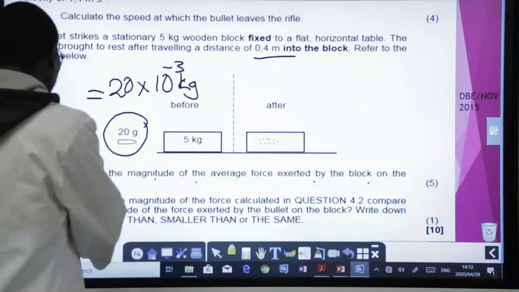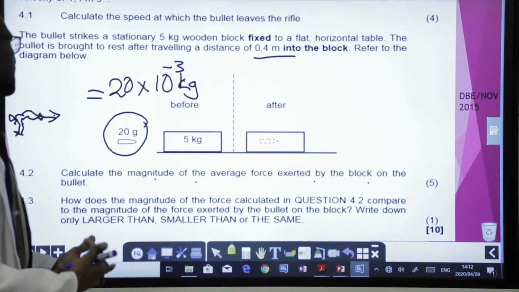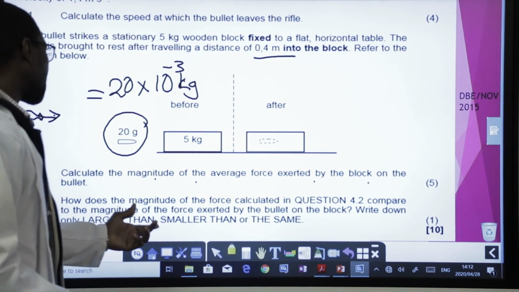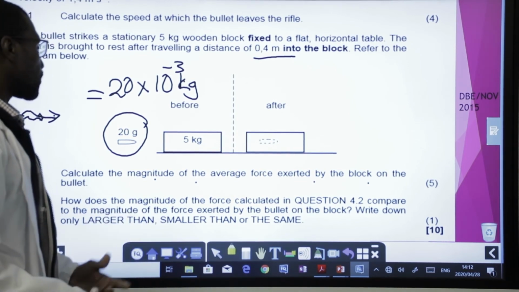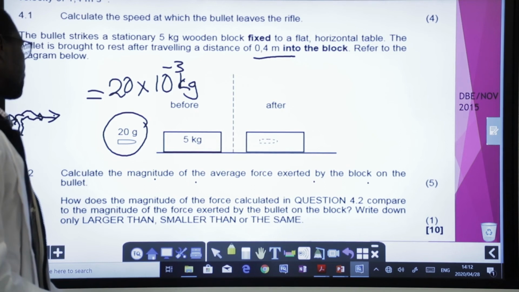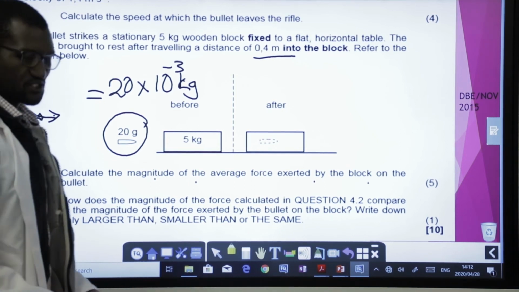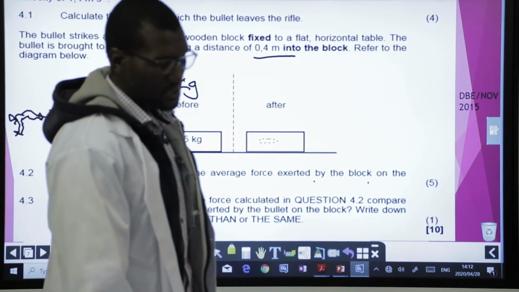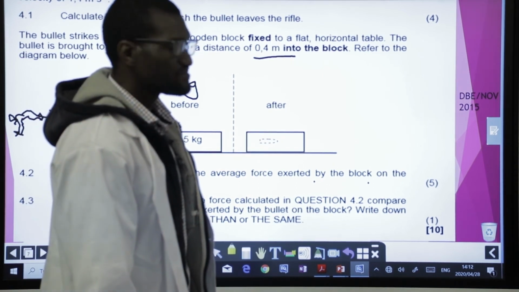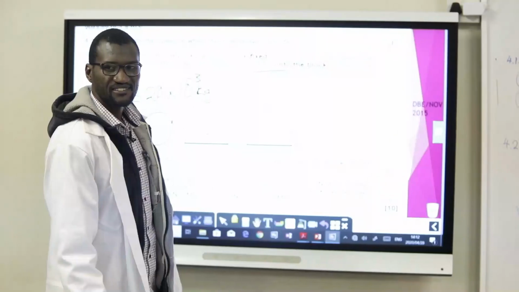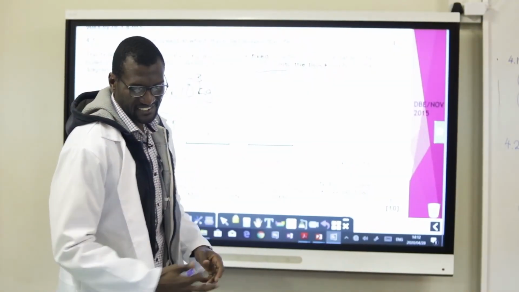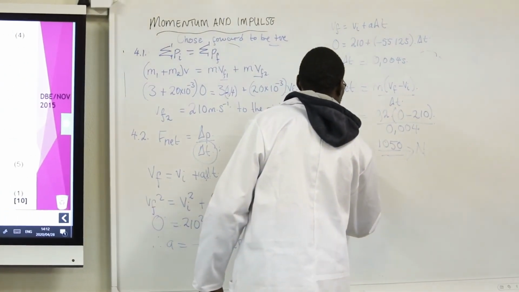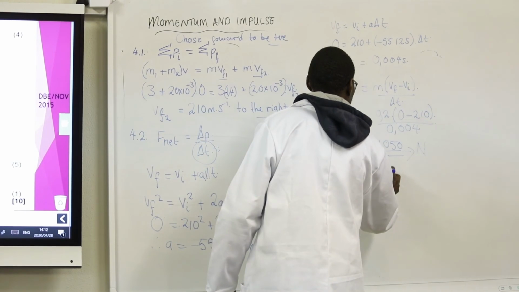The final question says, how does the magnitude of the force calculated in the previous question compare to the magnitude of the force exerted on the bullet? Write down larger than, smaller than, or the same. What do you think? Newton's third law? It will be the same, equal. So for 4.3, the answer is equal.